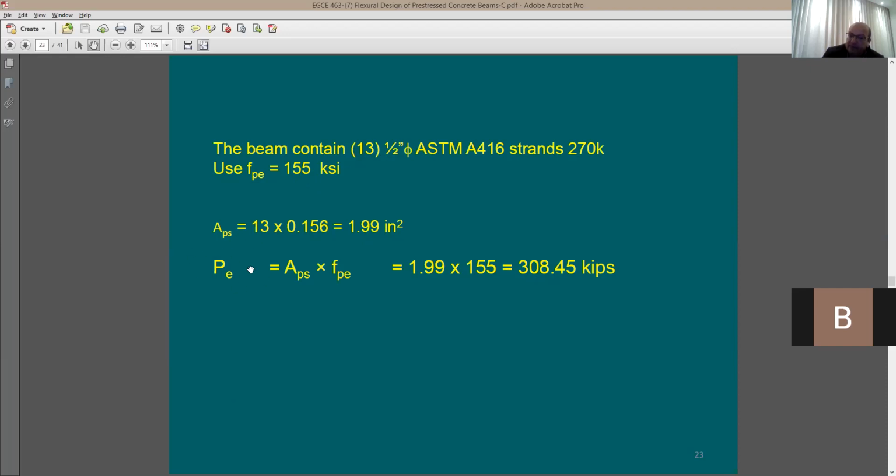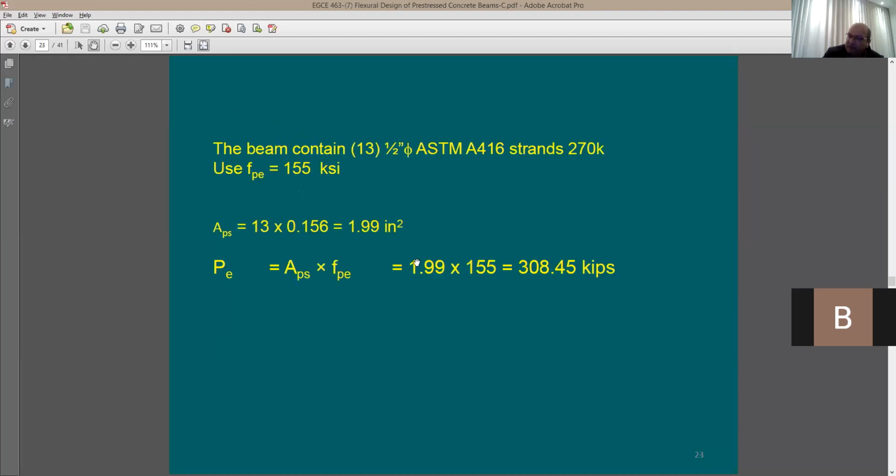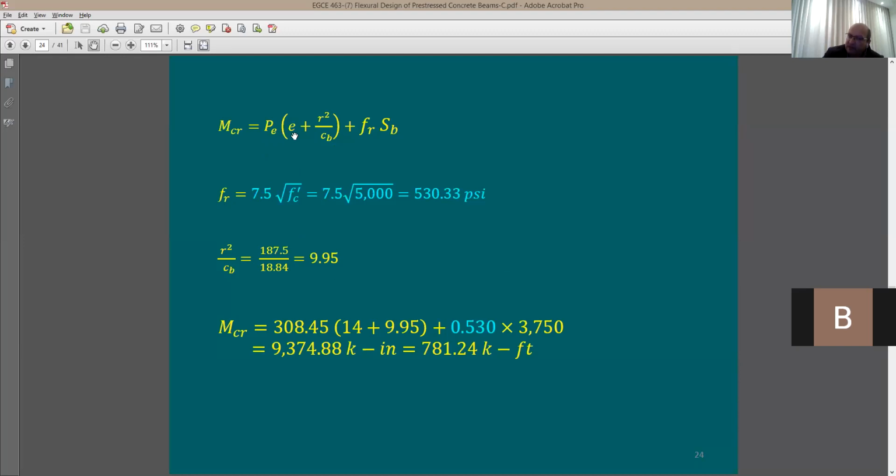So, okay, now this is going to be the amount of force that you put on the beam after losses. Now let's go to our cracking moment equation that I was just talking about at the beginning of this lecture. The cracking moment is equal to P sub E, which I just determined in the previous slide, the amount of force that you apply, times E, eccentricity, and then what do you have here? r squared divided by CB plus FR, which is 7.5 square root of f'c, multiplied by S at the bottom, because you're looking for that point when the bottom of the beam is going to be cracking.